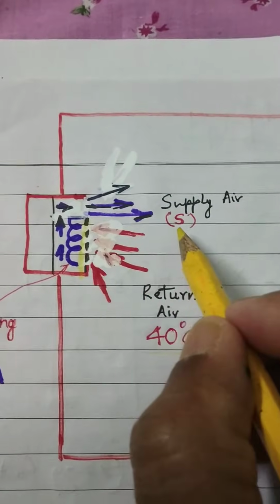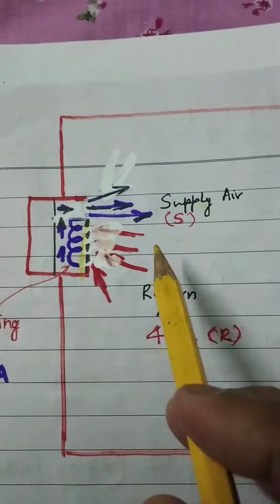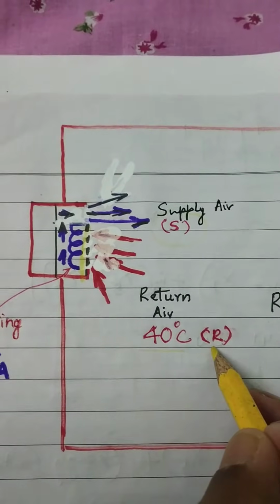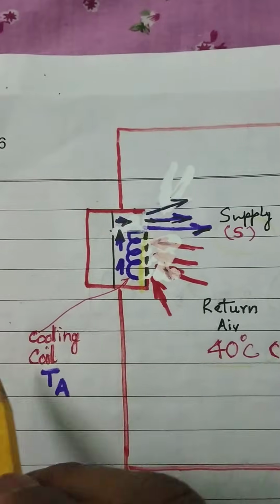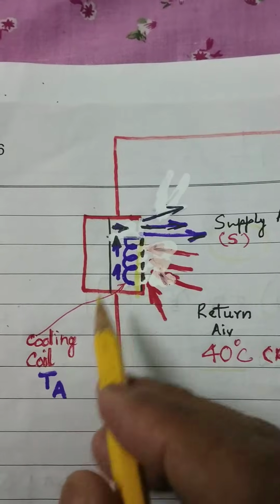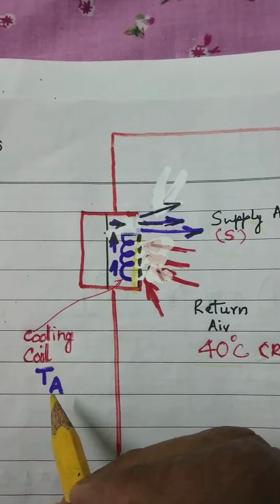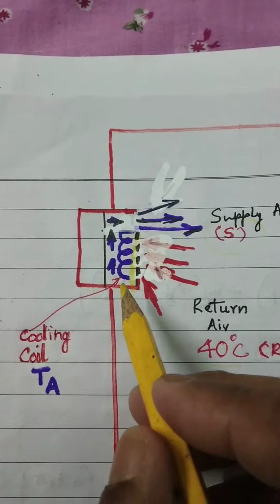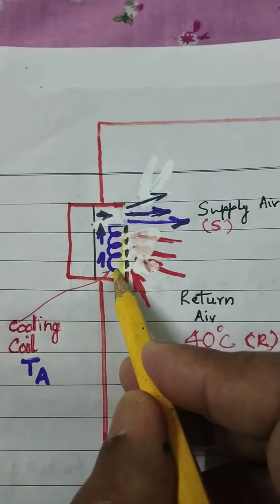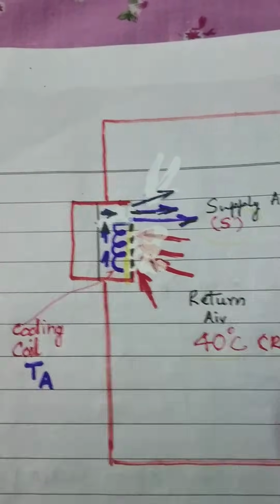So let the supply air have a condition S. S is the supply condition of the air, and R is the room condition of the air. And if the cooling coil has a temperature TA, see, I tell you what, the cooling coil is an equipment, it is not air. The cooling coil, the evaporator, is an equipment, it is a heat exchanger, it is not air.